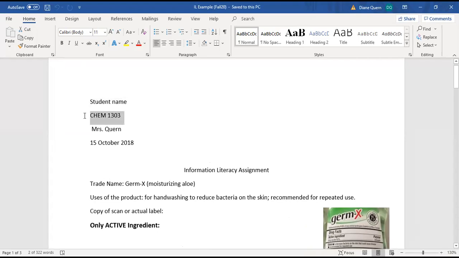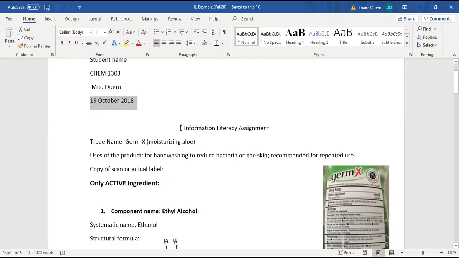You could add your section number there. This particular paper was from a student in 2018. Your date would obviously be different, so November 2020. Then you can just title it Information Literacy Assignment, or you can title it Analysis of, fill in the blank, whatever you prefer. So let's look at the important stuff, the body of the paper.